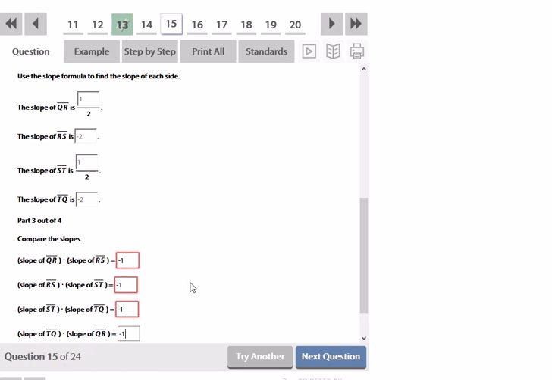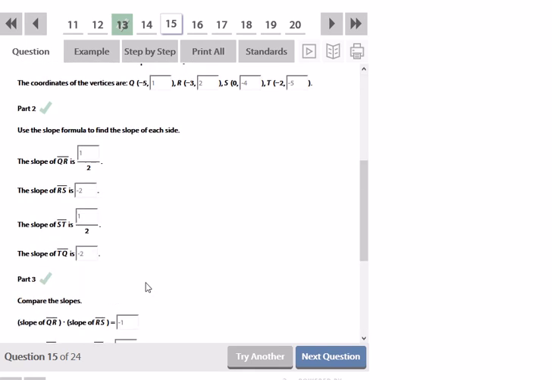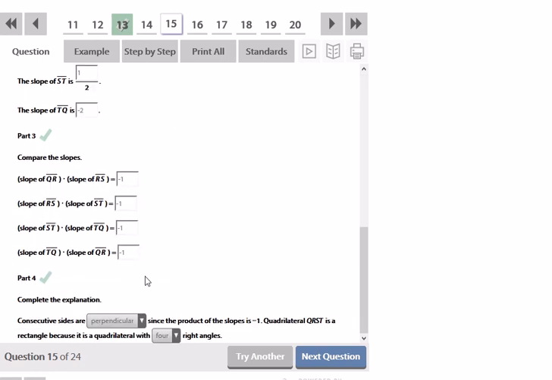So this is showing us that not only are opposite sides parallel, but that consecutive sides are perpendicular when they multiply and give you negative 1. So consecutive sides are perpendicular. The product of the slopes is negative 1. So this is a rectangle because it is a quadrilateral with 4 right angles.